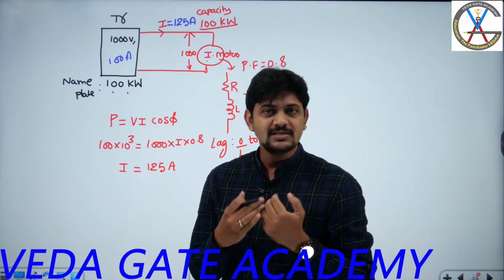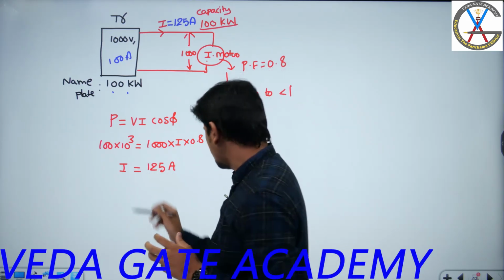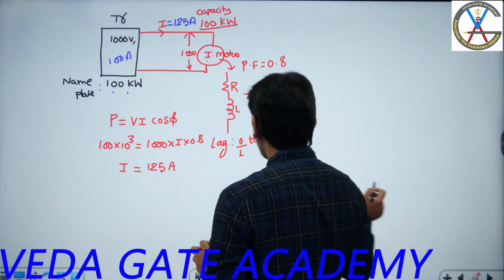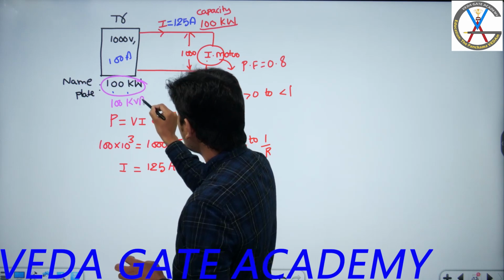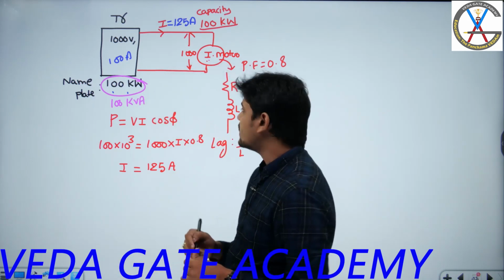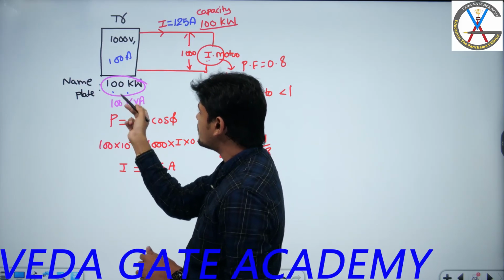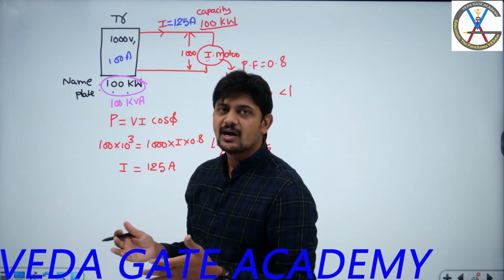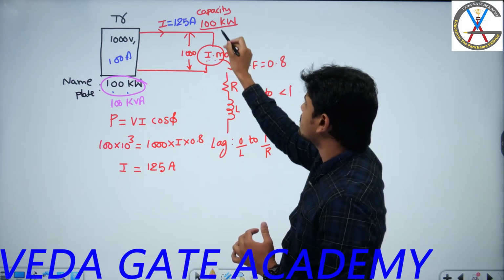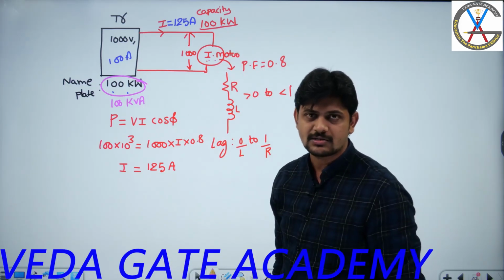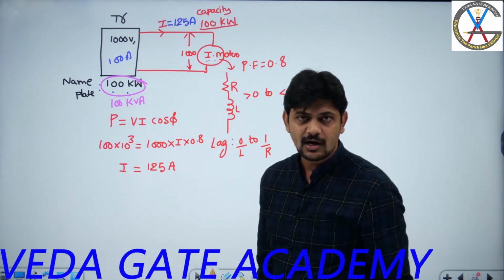Suppose I am a good designer, and while indicating the nameplate details, instead of 100 kilowatts I mention 100 kVA. Then he will keep in mind that for the induction motor, I know the voltage 1000 volts and I know the kVA, so I can calculate the current. I get the current as 100 amperes. So I will always keep in mind that I won't directly apply an induction motor with a capacity of 100 kilowatts. I will always apply a capacity which is less than 100 kilowatts, right?